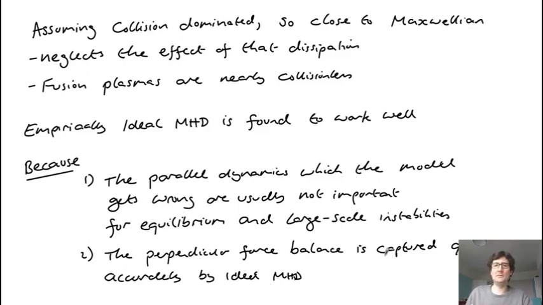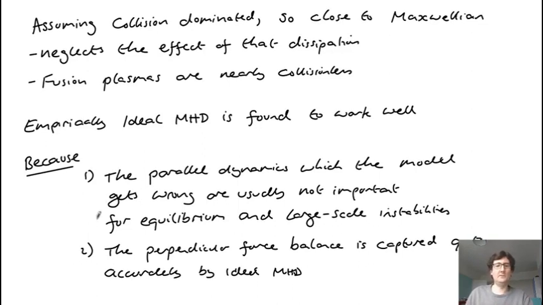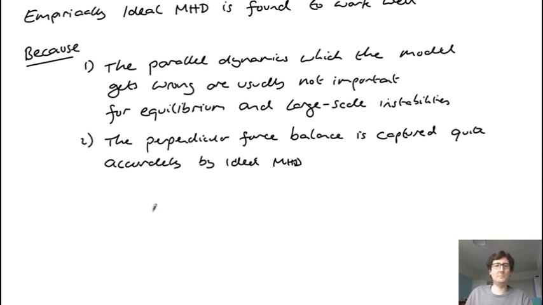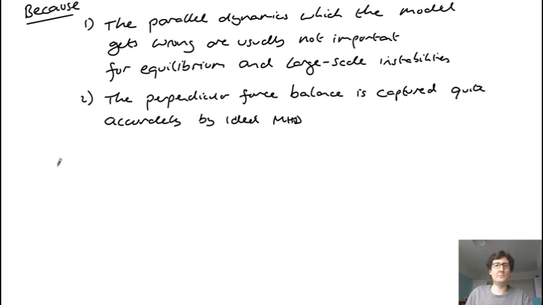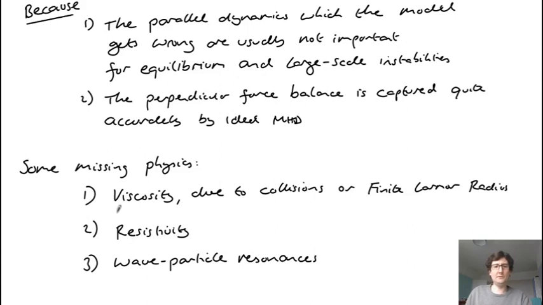And so the parts that MHD gets correct are generally the important ones, and the parts that MHD gets wrong are generally small corrections. And so there is missing physics, and this can be important in some cases. And some of the missing physics, so three examples, are of viscosity, which we'll look at in a following lecture. This can be due to collisions as the main effect. So this is either parallel viscosity or perpendicular to the field.